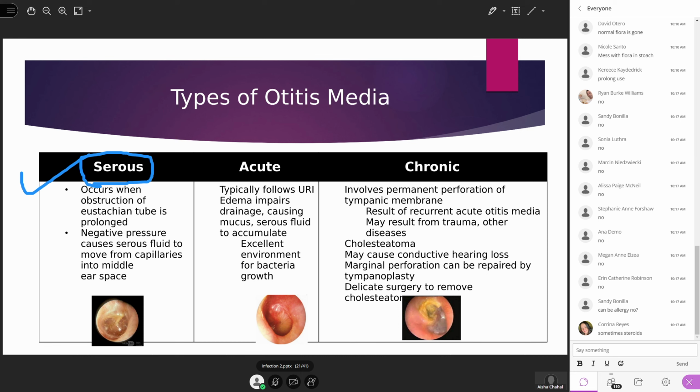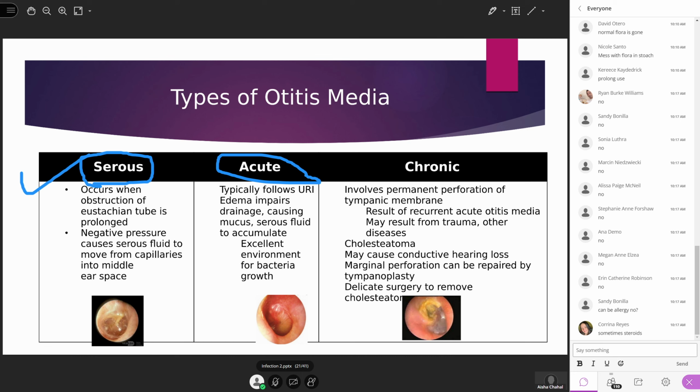The second is acute otitis media. This is what we see in kids very, very commonly, that they would have runny nose at first, they would have a little cough here and there, and then they start complaining of the ear infection. Usually the runny nose and stuff like that precede the ear infection.